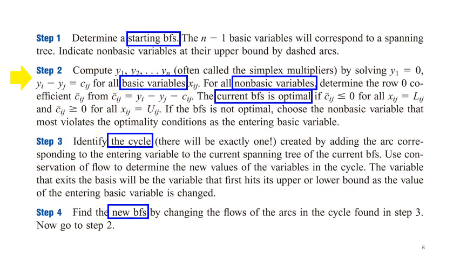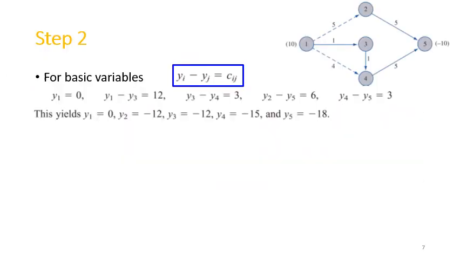So in step 2, we're computing the y's for all the basic variables again. And then for each non-basic variable, we need to check their c hats. And then from there, we can say whether the current BFS is already optimal or not. So this is the current basic feasible solution, the current solution that we have from step 4, and we're going to check whether this is optimal or not.